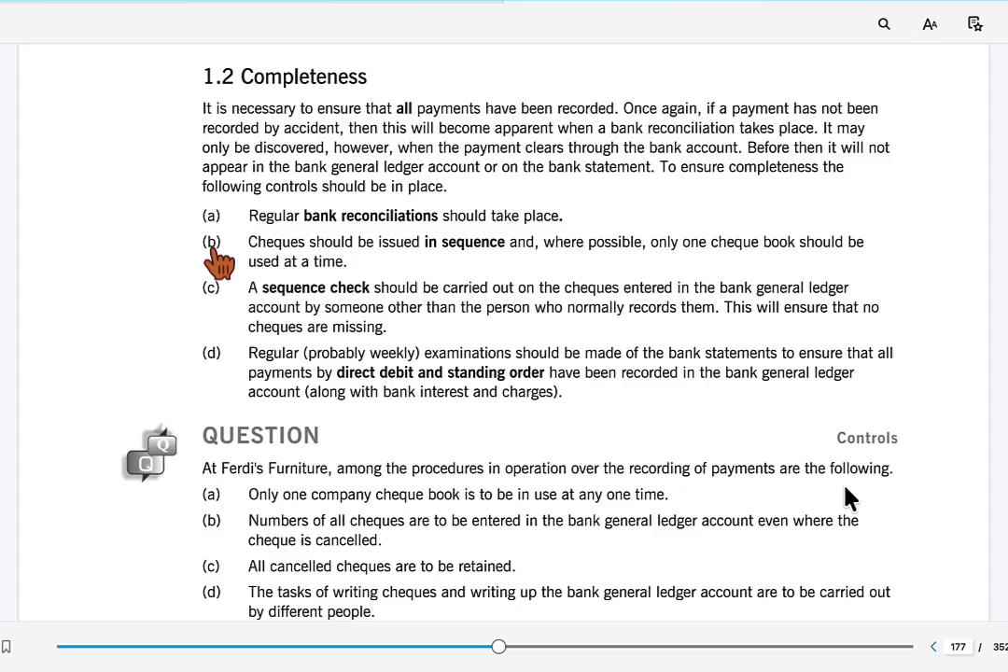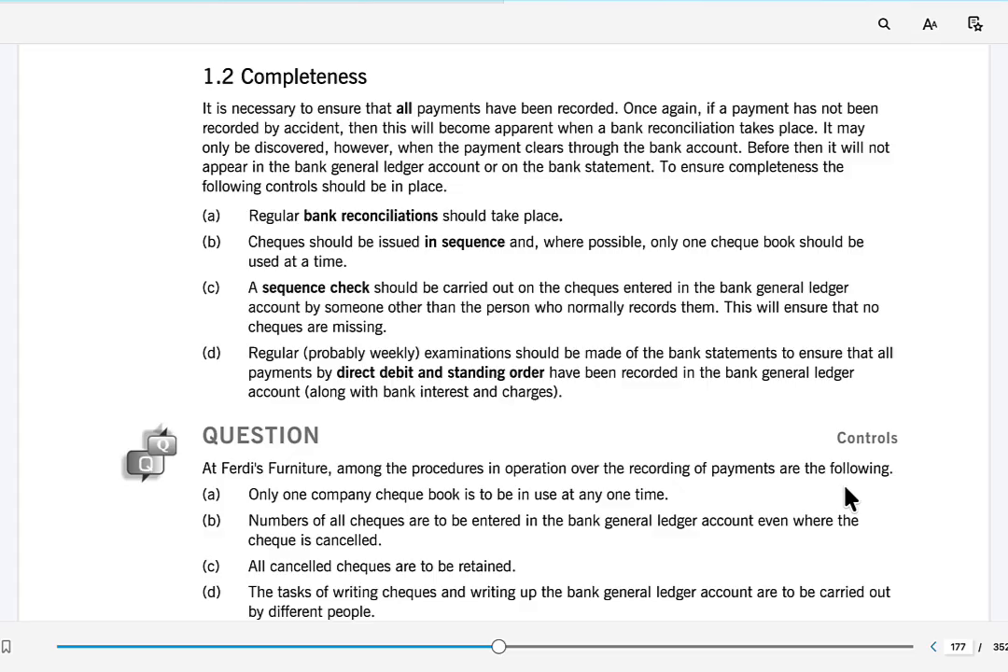Control 2. Checks should be issued in sequence. This means checks must be used in numerical order. For example, check number 1001, then check number 1002, then check number 1003. Not random numbers, not skipping around. Why is this important? Because if checks are issued in sequence, it becomes easier to notice missing checks. If check number 1004 exists, but suddenly you jump to 1007, then we immediately ask, where is check 1005?